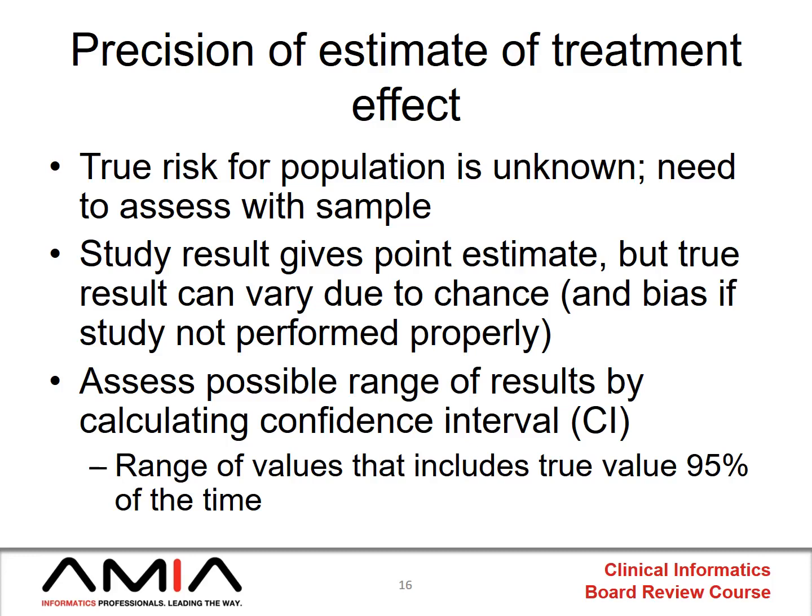Some of the reasons why the sample may diverge from the larger population is that we may have drawn a different sample than is representative from the whole population, or there may even be bias in studies that are not performed properly. We measure this precision of the treatment effect by calculating a confidence interval. The confidence interval tells us that there's a range of values that includes the true value 95% of the time. So when the confidence intervals are non-overlapping, that means the chance of the results being due to chance is less than 5% if we've calculated the 95% confidence interval.